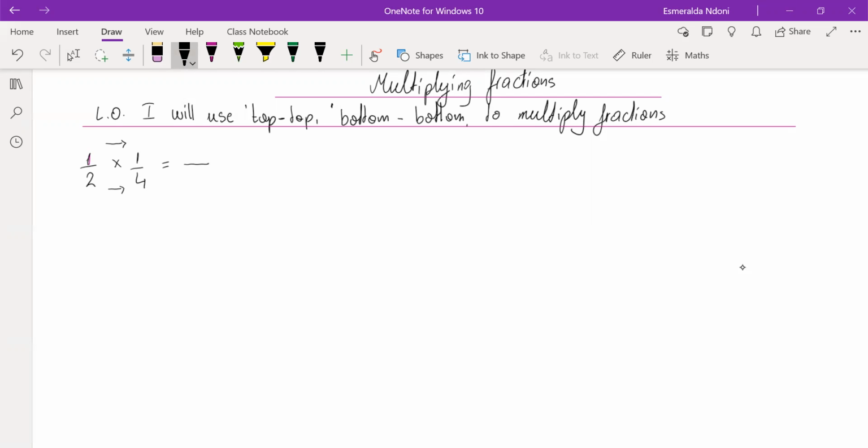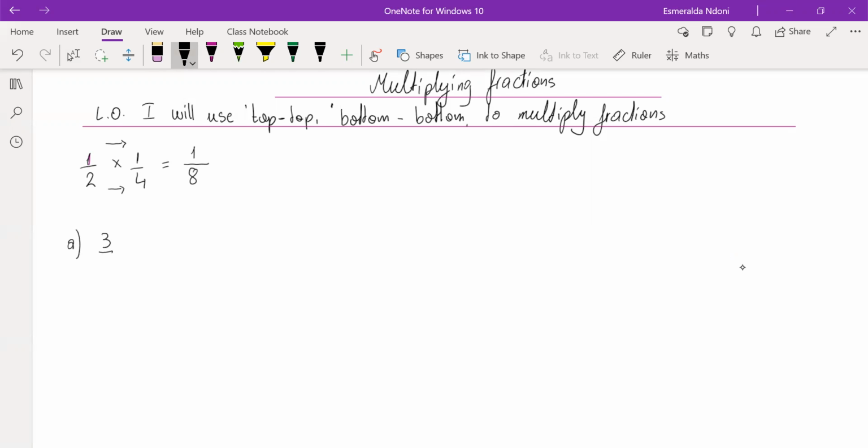1 times 1 is 1, and 2 times 4 is 8. And that's all it is to it. As long as you remember the chant, top, top, bottom, bottom, you will know how to multiply fractions. Let's do a couple of examples together, because I would like to remind you about a couple of shortcuts in some of the questions.